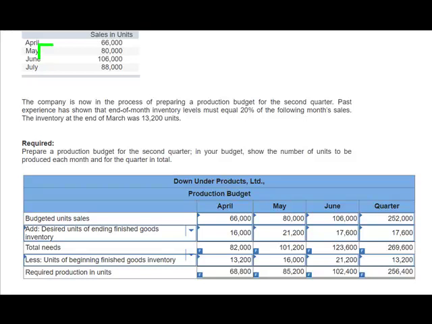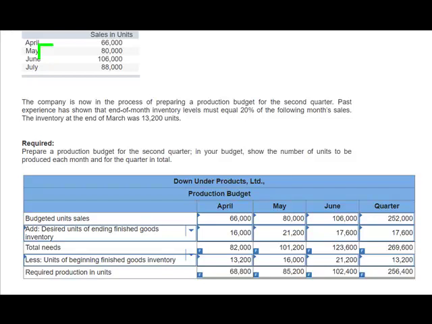Here in problem 3, you're asked to prepare a production budget, and the tricky part is what amounts to put in the quarter column. The quarter column represents the totals for April, May, and June. Now for the first amount in the totals column, that's easy. You just add across the budgeted unit sales for April, May, and June.